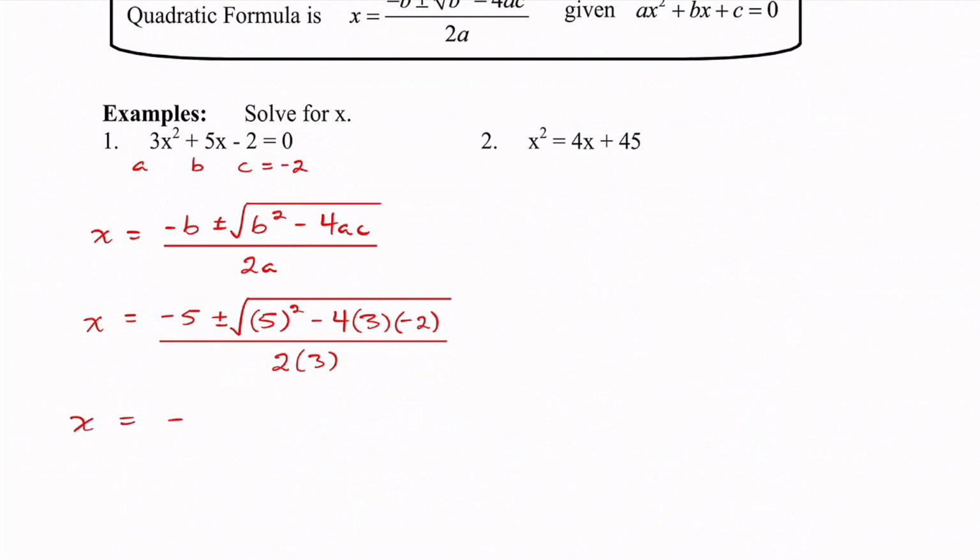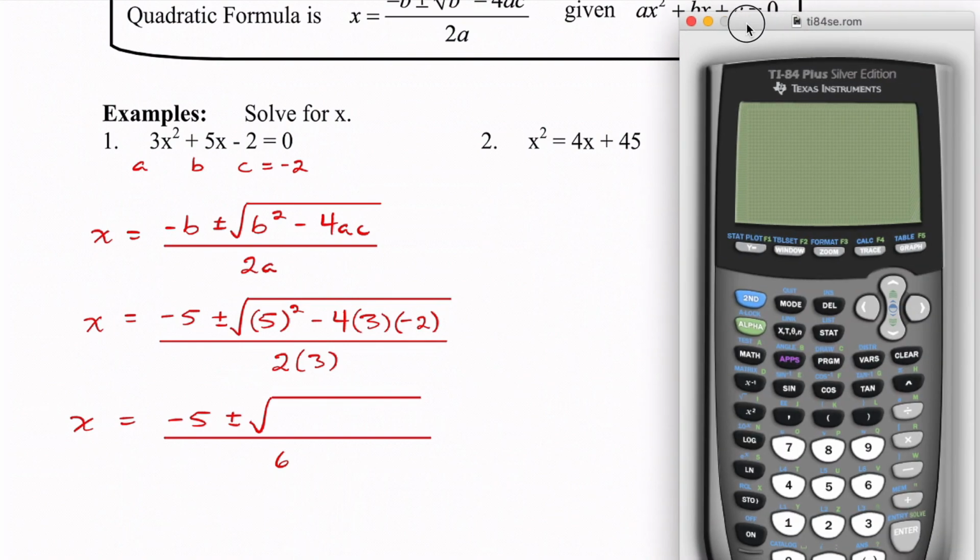So out in front we still have -5. Then we've got plus or minus, and then I'm going to write the bottom part of the fraction, 2 times 3. We just had 6. Inside the square root here, I'm going to take my calculator and type that in so we can get that out.